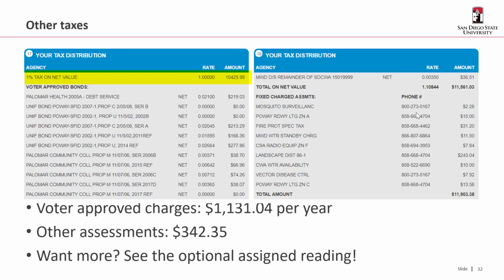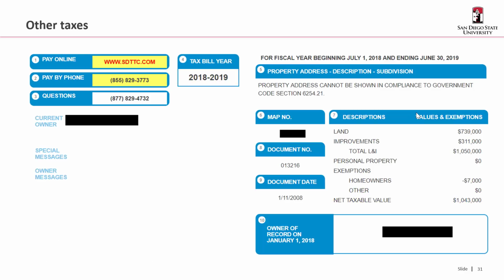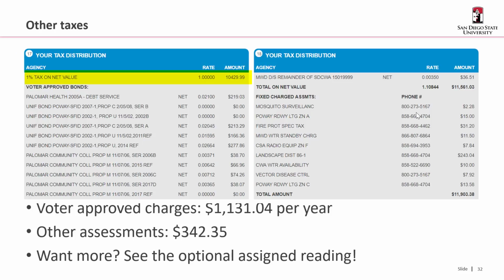Okay, so here's how your property tax bill is distributed. You can see that top line, 1% tax on net value. So let's go back. You can see my net value is $1,043,000. $1,043,000 times 1% is the $10,430. It's missing a penny for rounding. And then you can see all the other things are what you would generally call an override. So these are bonds that were approved by the voters in the district in which I live. Largely unified bond for Poway. That's the Poway Unified School System to pay for schools. Palomar Community College, Prop M. We passed a bunch of bonds to pay for community colleges. And then there's the Metropolitan Water District.